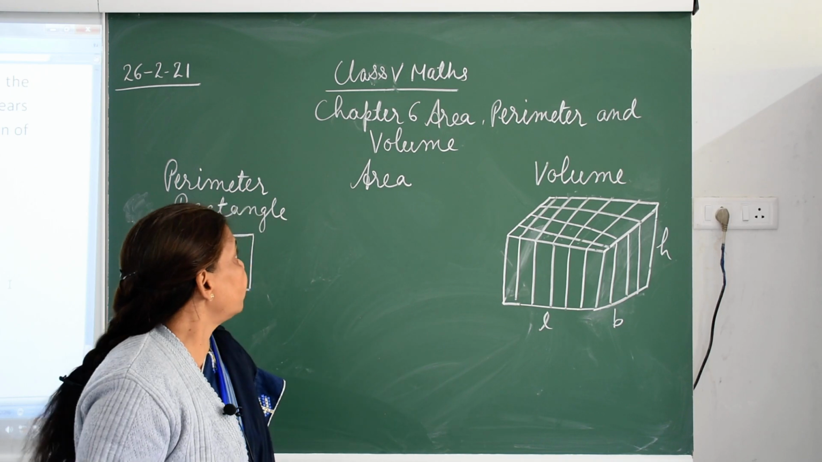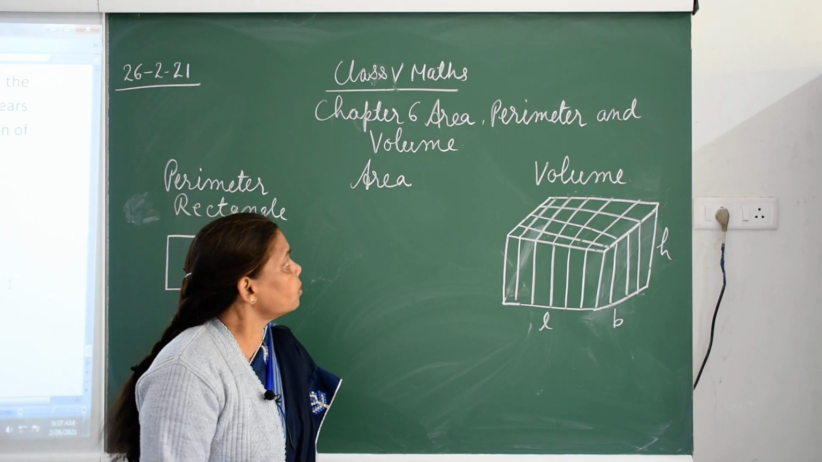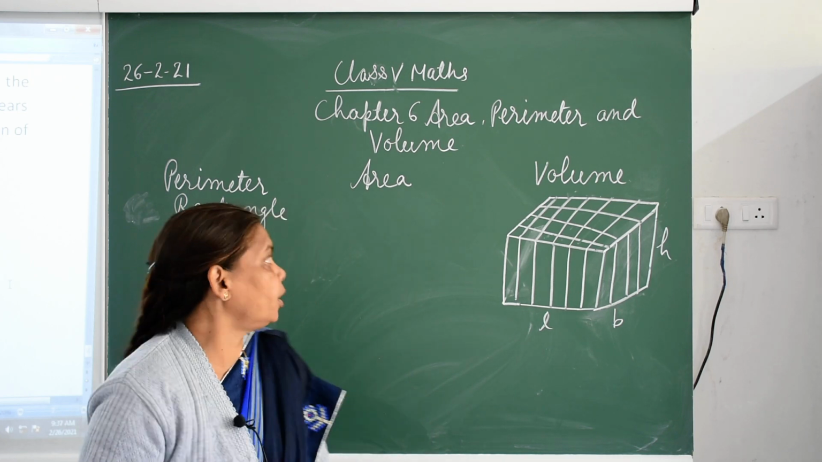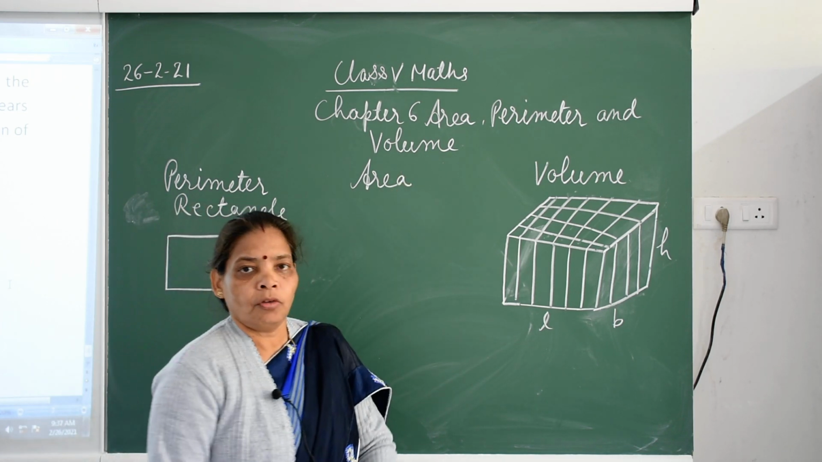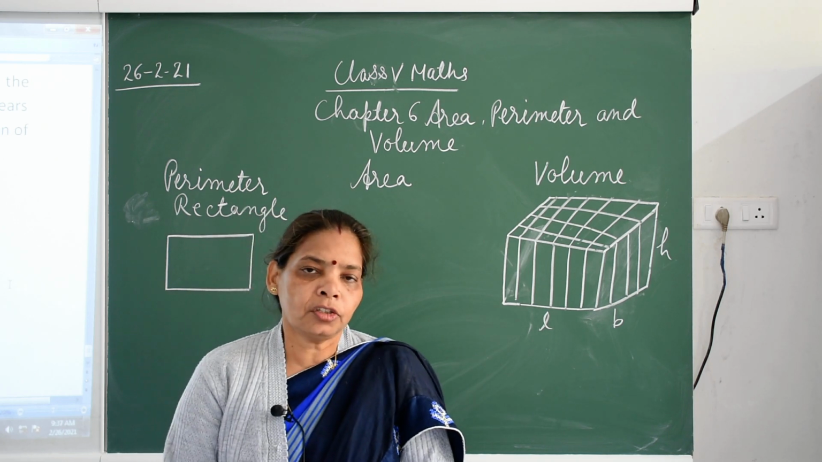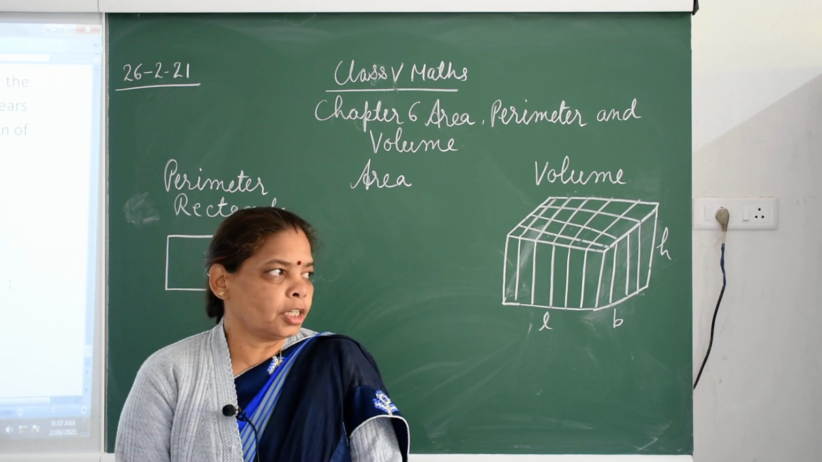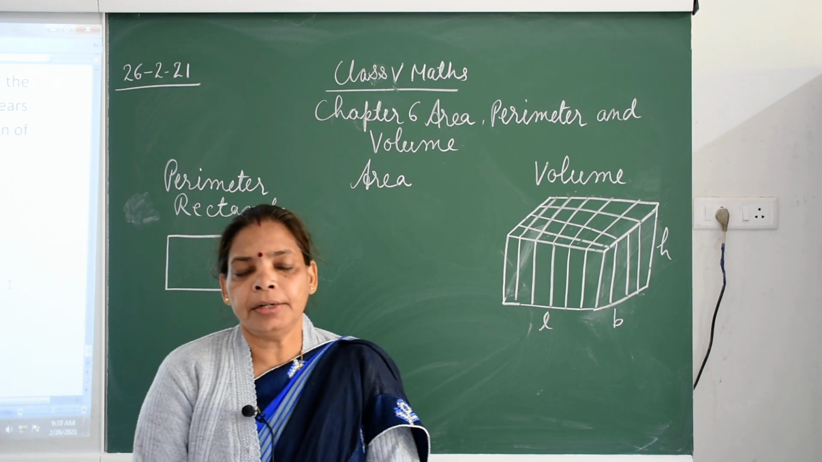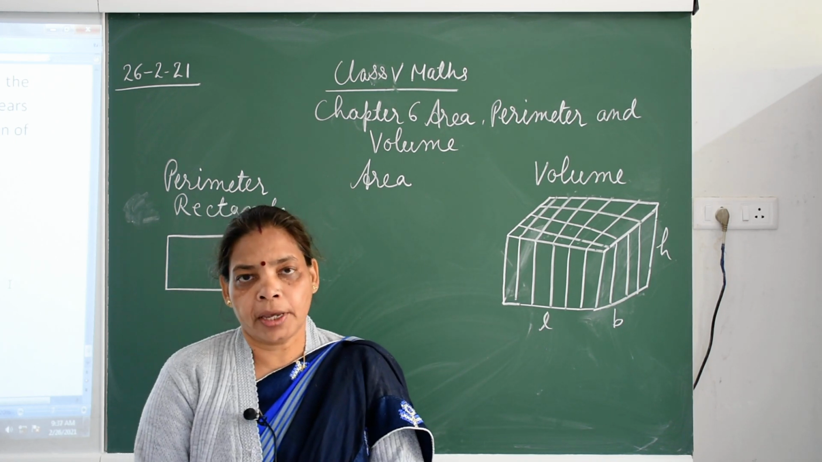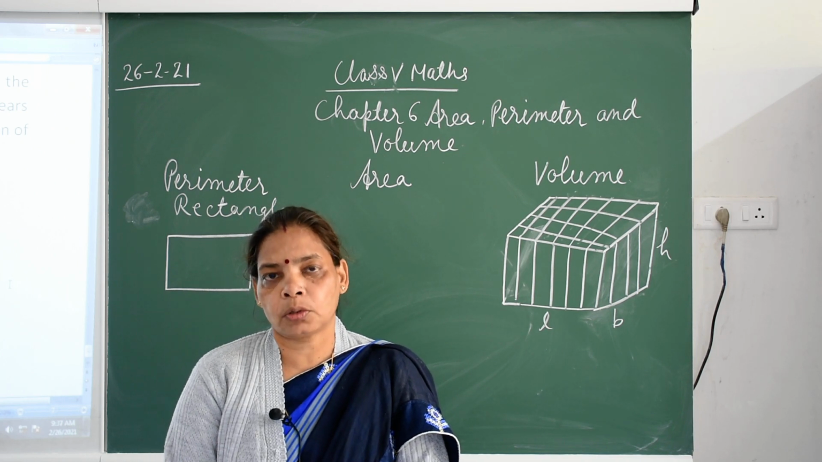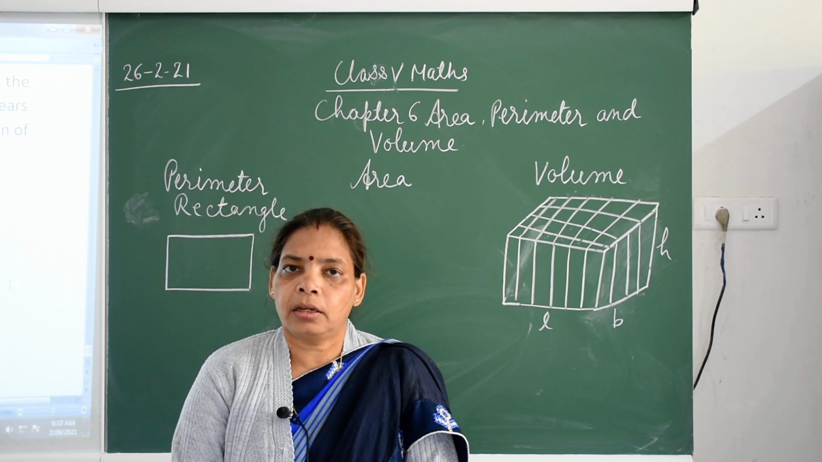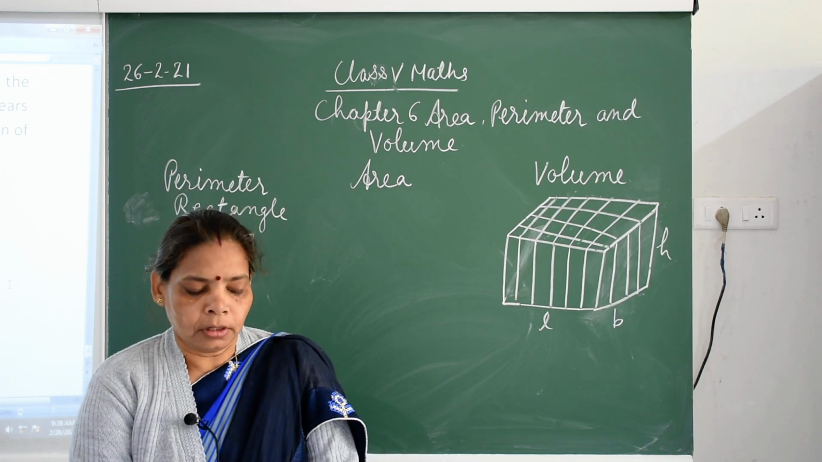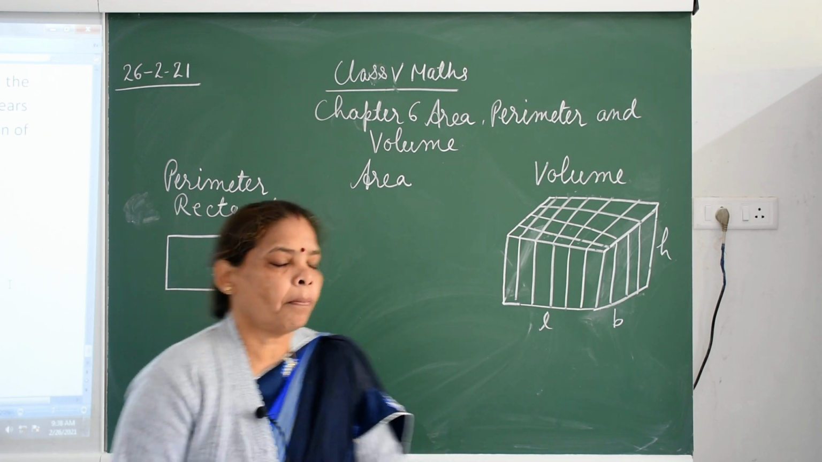Today we are going to start our new chapter number 6, area and perimeter. Today we will take two chapters, area and perimeter, and the next chapter is volume. So children, in this chapter we will learn what is area, what is perimeter and what is volume, and how to find the perimeter of square, rectangle and area of square, rectangle and triangle, and how to find the volume of cube and cuboid. So children, let's begin with the perimeter.